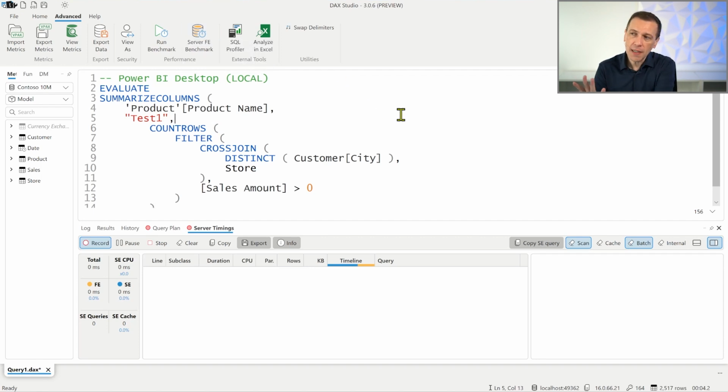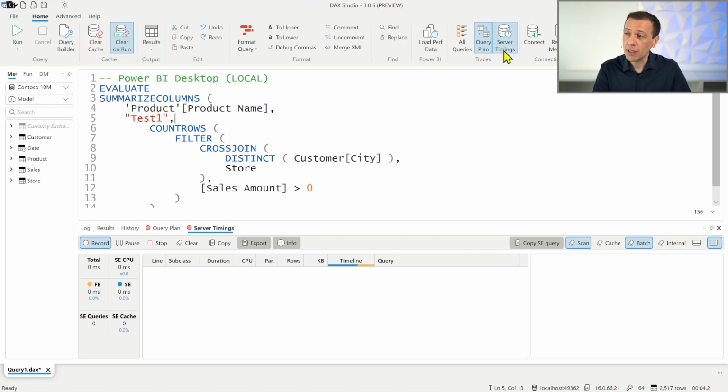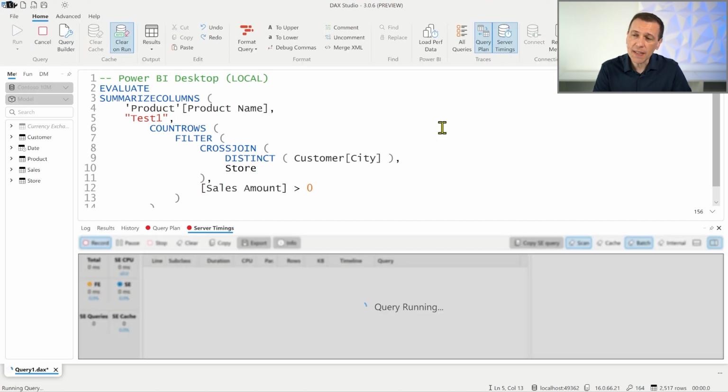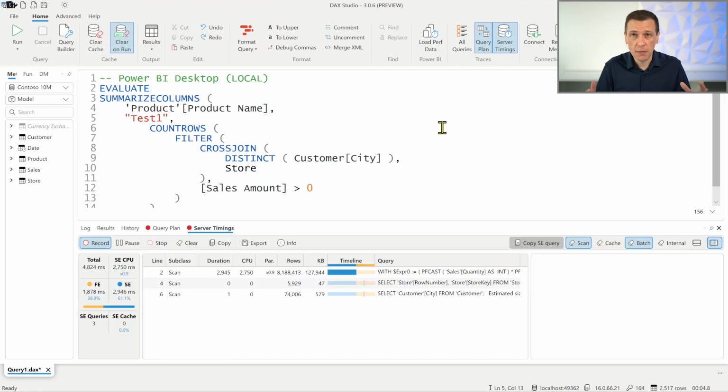So this is a DAX Studio connected to my local Power BI desktop, and I created a query that is intentionally slow. So if I run this query with the server timings active, I can see the execution time. Of course, you can do this work of preparing the measure, optimizing the measure with DAX Studio, usually working locally with your local analysis services or Power BI desktop. For example, now I see that I have this execution time.